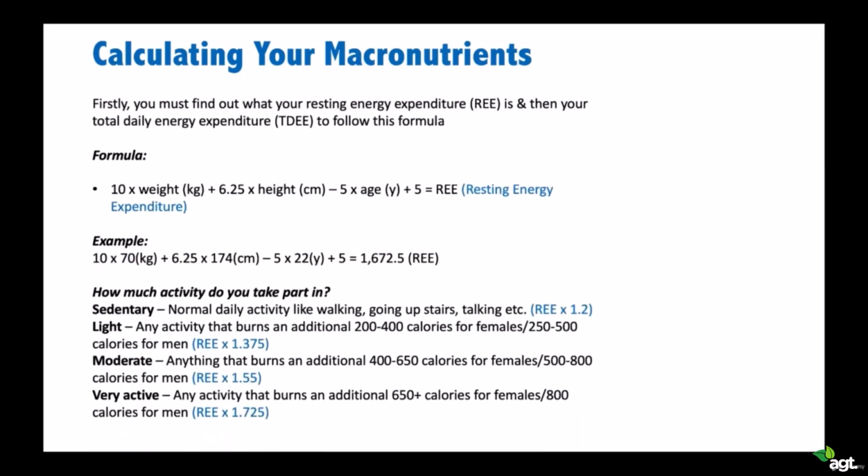Hi guys, and in this segment I'm going to talk about how you should be calculating your macronutrients. So let's get straight into it. Firstly, step one, we need to find out what your resting energy expenditure is, also known as REE. And then after we find that, we then need to find out what your total daily energy expenditure is, TDEE. And then we're going to follow up this simple formula that I've got written down here.